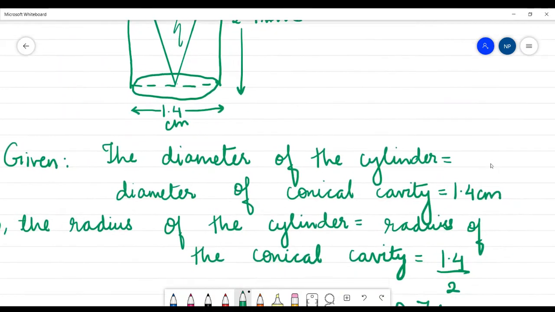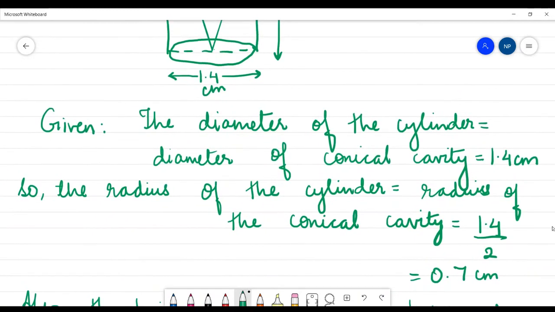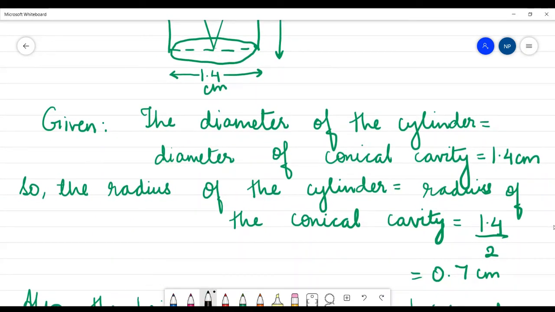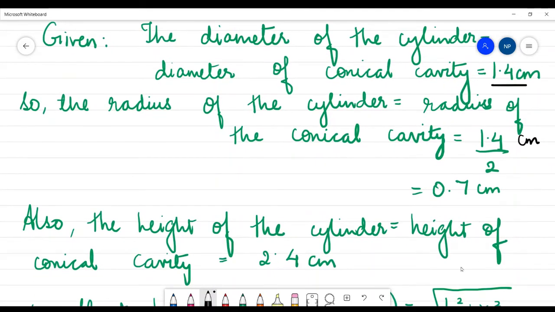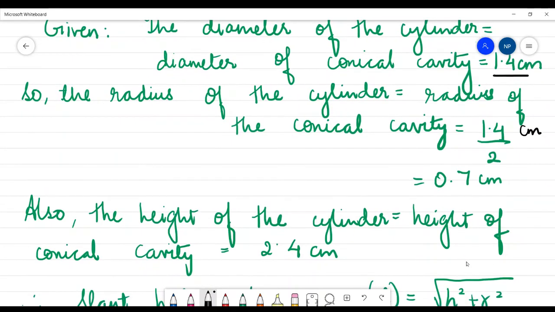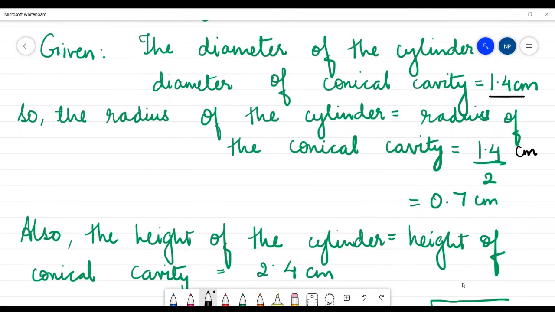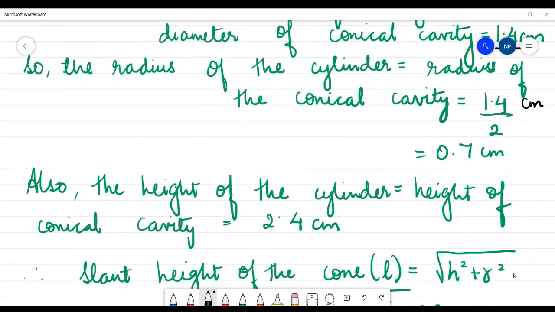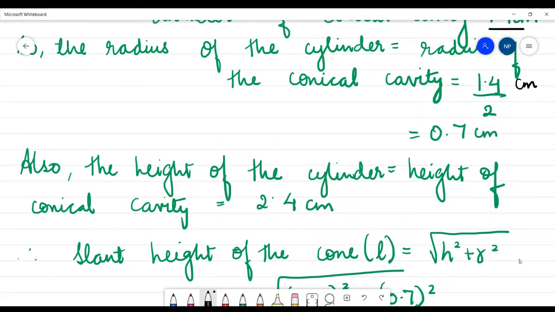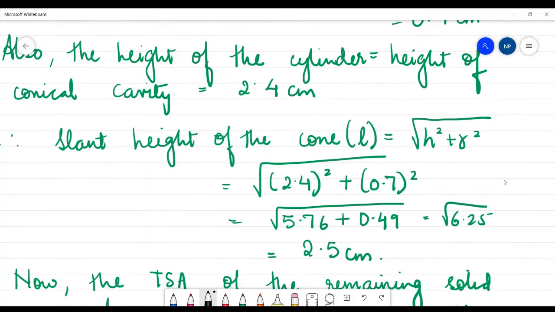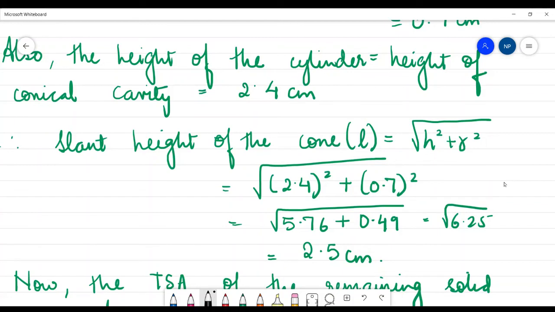First of all, let us write what is given in the question. It is given that the diameter of the cylinder is equal to the diameter of the conical cavity, that is 1.4 centimeter. Next, the radius of the cylinder will also be equal to the radius of the cone, that is 1.4 centimeter divided by 2, you will get 0.7 centimeter. Also, the height of the cylinder is equal to the height of the conical cavity, which is 2.4 centimeter. Now, to find out the surface area of the cone, we need its slant height. So, the slant height of the cone is the square root of h square plus r square.